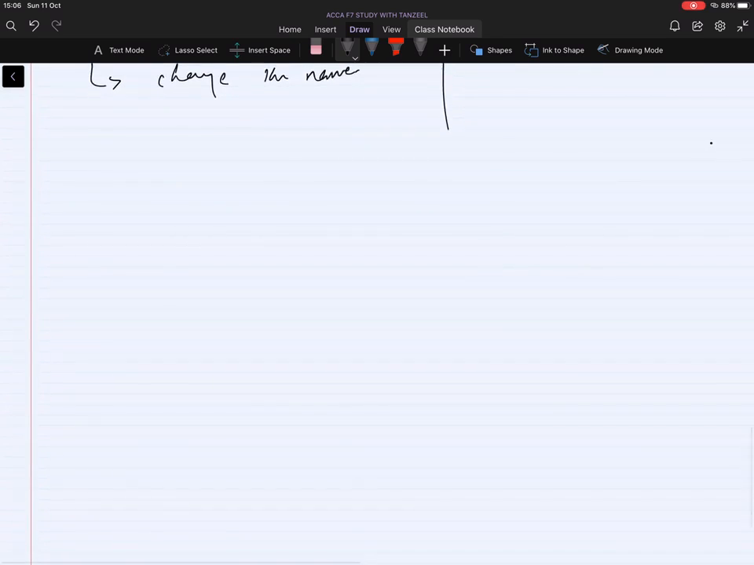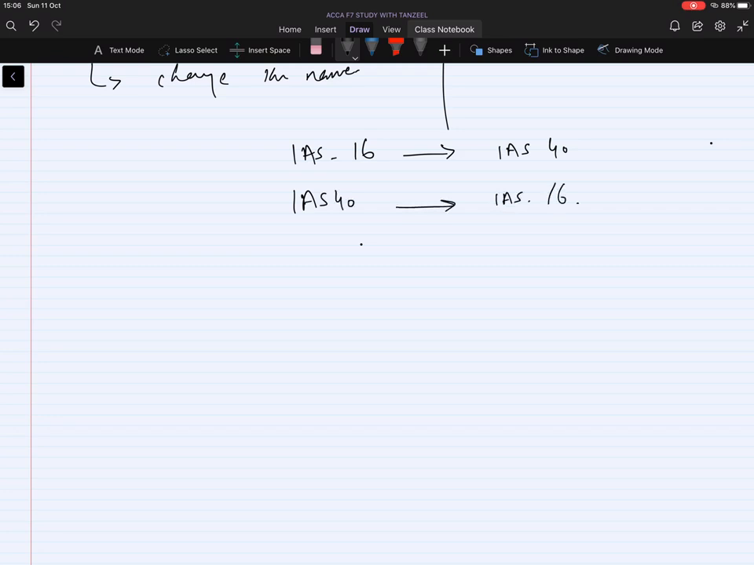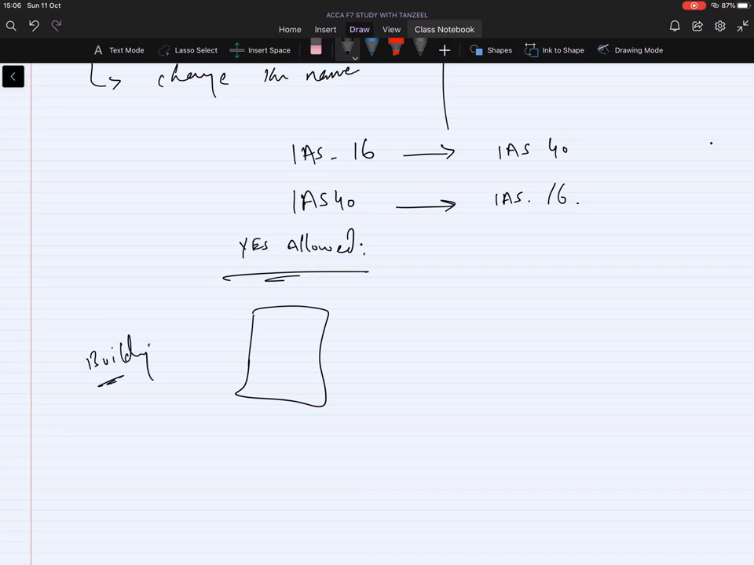Suppose, is it allowed to change from IAS 16 to IAS 40 or from IAS 40 to IAS 16? Is it allowed? The answer is yes, it is allowed. Suppose I have this building and I was using it for my business. Then I was using IAS 16 and PPE. This is my property, plant and equipment, and I record this as per IAS 16.